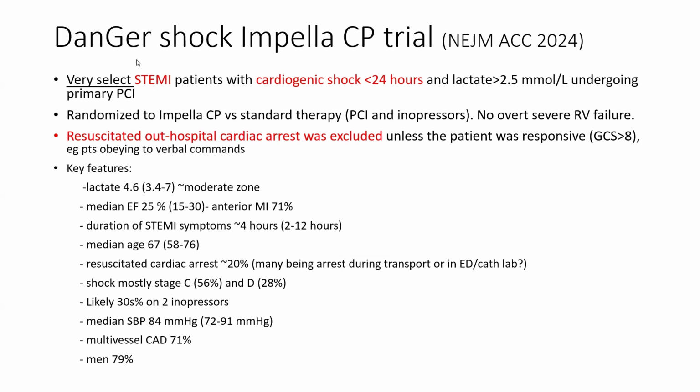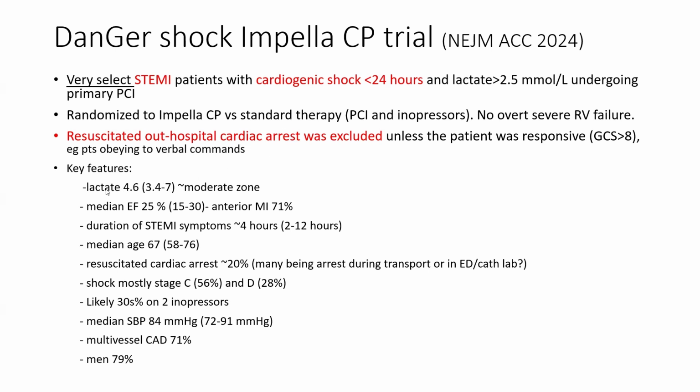So DanGer Shock took very select STEMI patients with cardiogenic shock, less than 24 hours, the timing is important, and lactate over 2.5 millimole per liter undergoing primary PCI. Those patients were randomized to Impella CP versus standard therapy with PCI and inotropes and pressors. They excluded overt severe RV failure. They excluded out-of-hospital cardiac arrest unless the patient was responsive, Glasgow scale over 8. Typically, it means that the patient is able to obey verbal commands. And probably some of the patients that arrested in the ED or during EMS transport were not excluded.